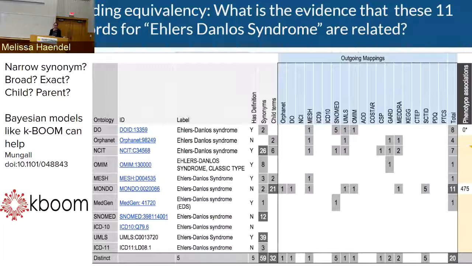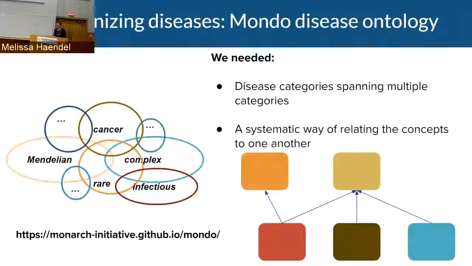If you're a patient and your clinic uses OMIM but not Orphanet, or MedGen but not SNOMED, or NCIT because you're more of a cancer patient, you're going to come up with different results as to whether or not this is a candidate disease for you. So we needed to harmonize all of this mess in order to have our diagnostic pipeline give us adequate results for the clinicians to review for the candidate variants. So we needed disease categories that span multiple disease classes. A disease can be both a cardiovascular disease as well as a cancer. We need that multiple classification that so many of our clinical terminologies don't give us. And we need a systematic way of relating these concepts to one another.